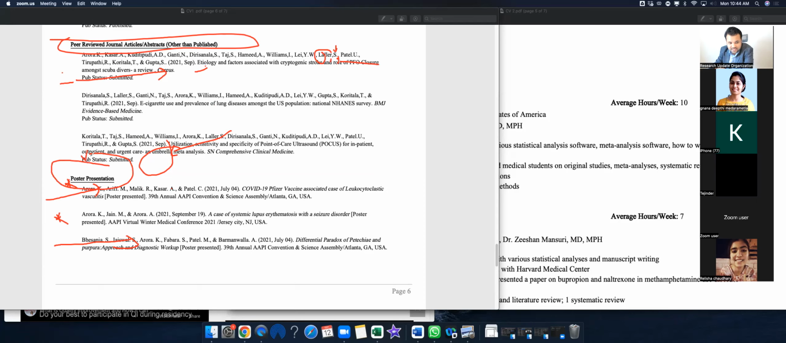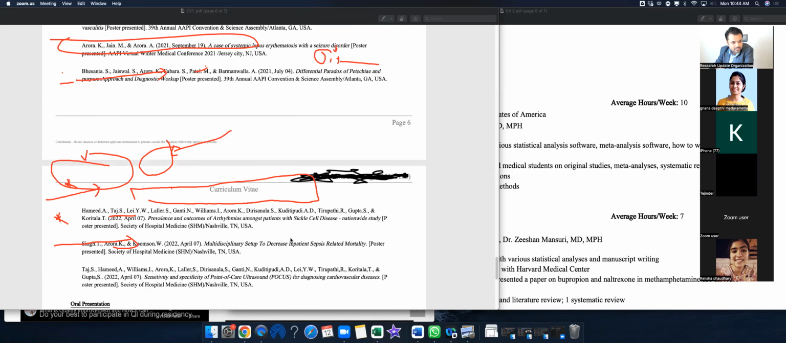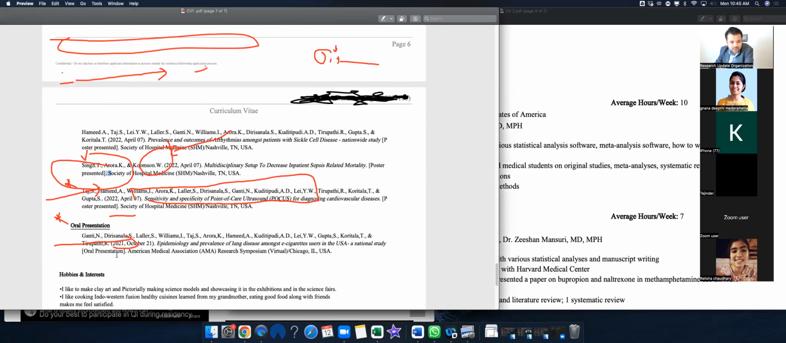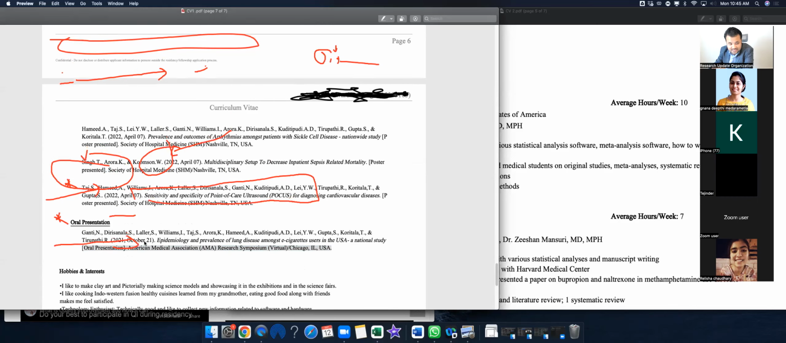The poster presentation is exactly the same, but you just have to write the place where you presented the work. So let's say you have the Society of Hospital Medicine. This is the last group of people who presented the work. The Society of Hospital Medicine is where hospitalists and other physicians who are maintaining CME go and visit. In the oral presentation category, whatever you have presented in oral form, in an oral presentation or platform presentation, comes here. The method is exactly the same.